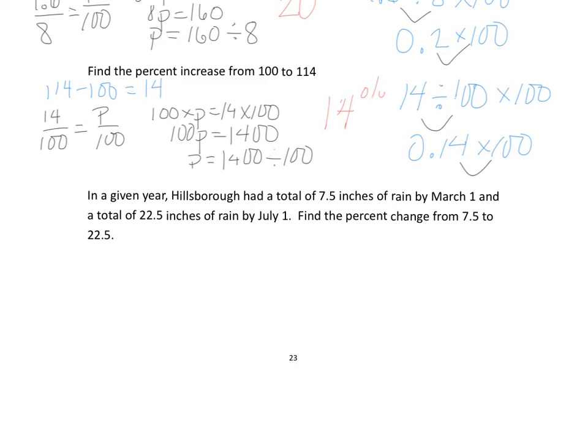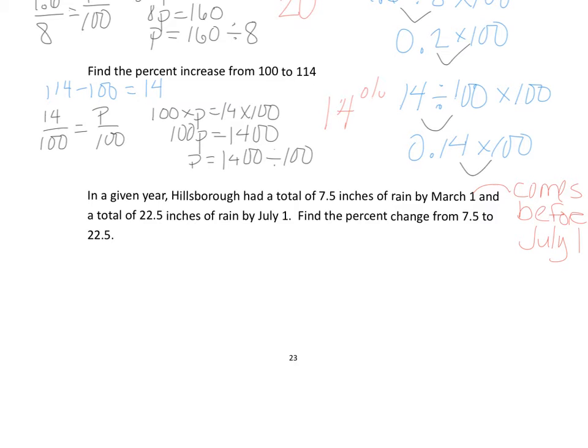Now, if they didn't tell you you're going 7.5 to 22.5, you have to put a bit of common sense and a bit of logic into this. There's March 1st and July 1st. March 1st comes first. March 1st comes before July 1st. That's how you know that's got to be your first number.